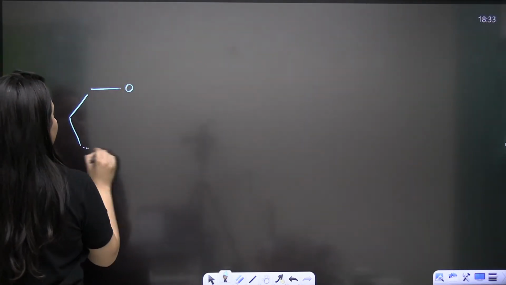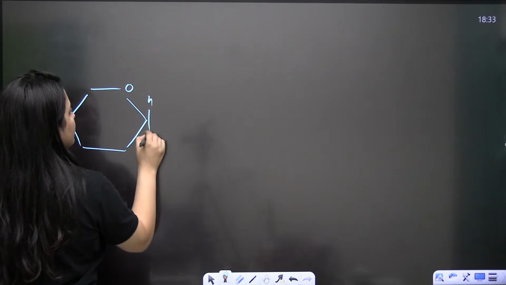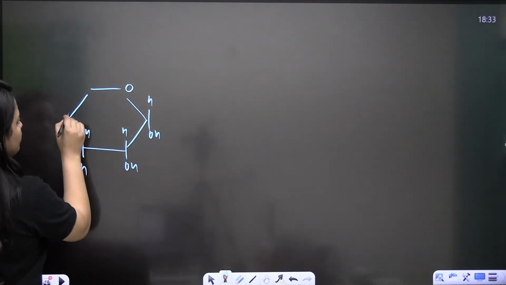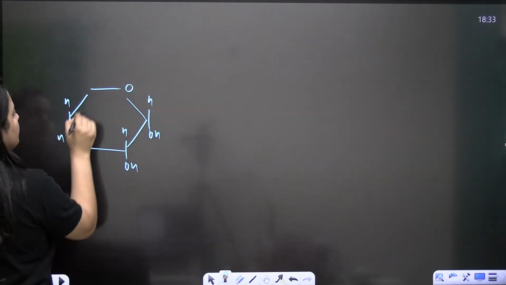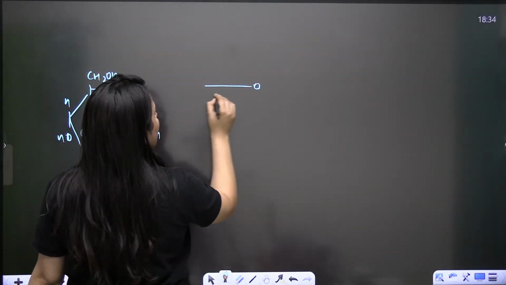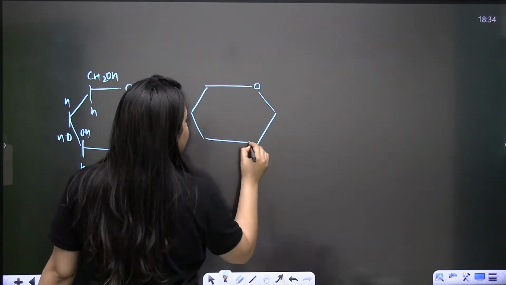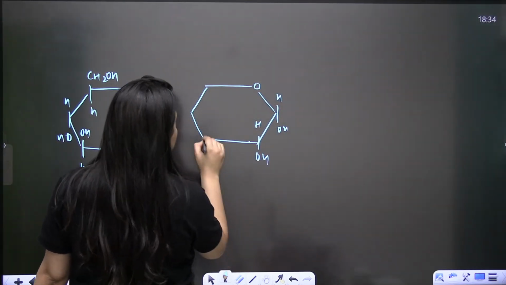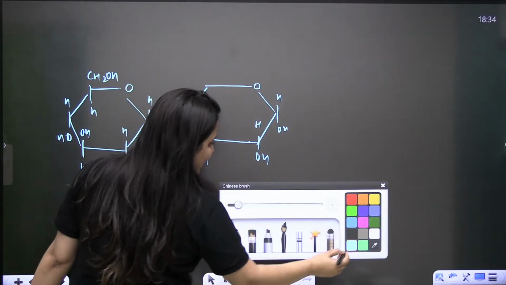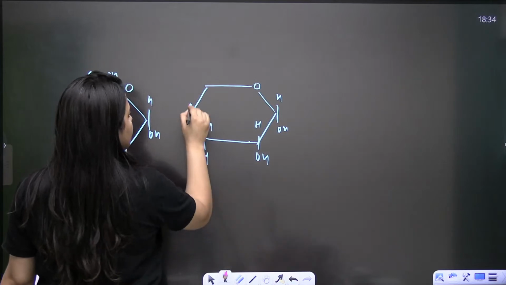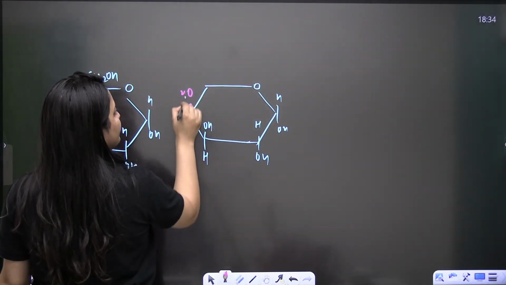So let's say I need to draw the cyclic forms here: HOH, HOH, OHH, HOH, and here HCH2OH. This is your glucose. Now in the same way, draw the galactose: HOH, HOH, OHH. Because in galactose, on the 4th carbon, the position of OH and H was changed. So it will be like this.